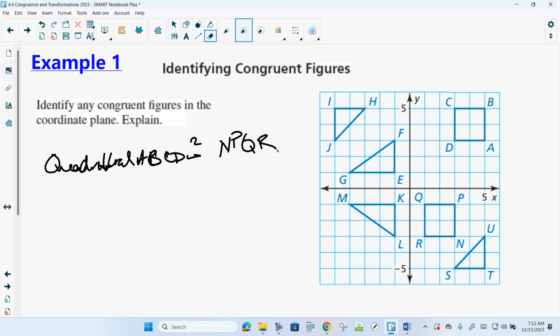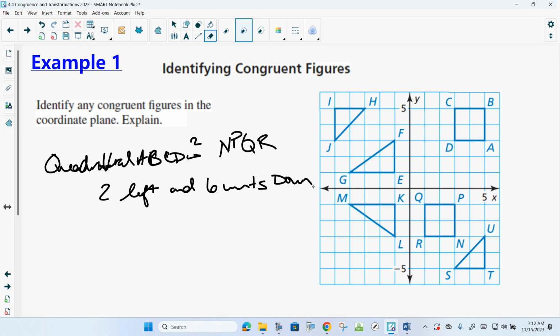And so when you're looking at that, you're basically describing how many units it went: 2 units left and 6 units down, which then makes it congruent.